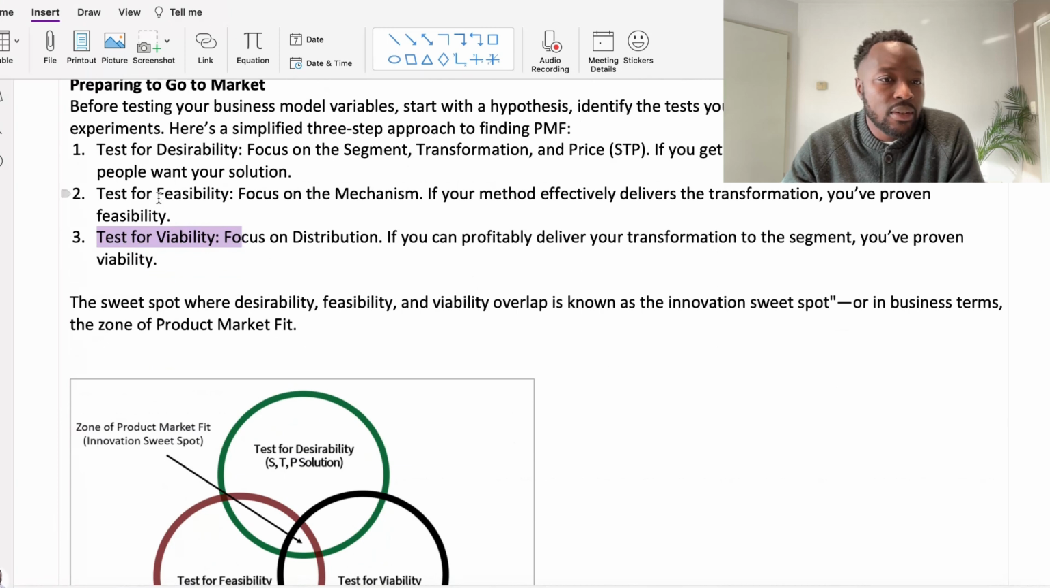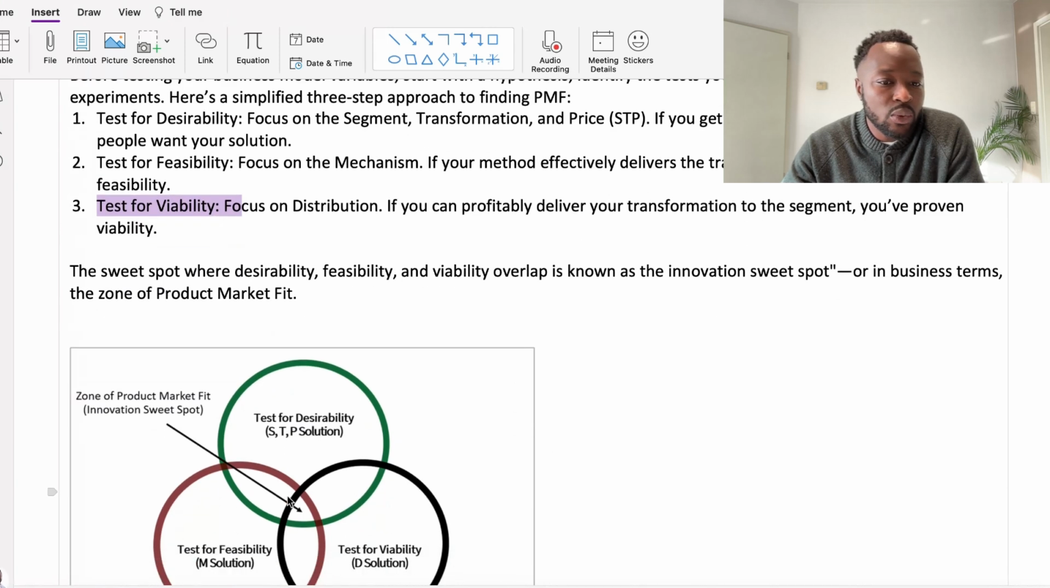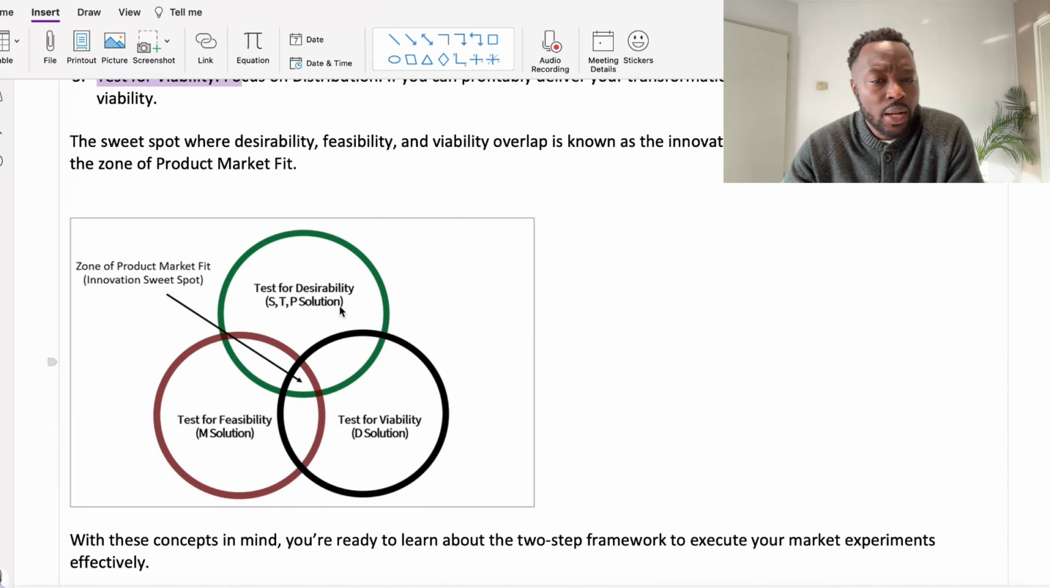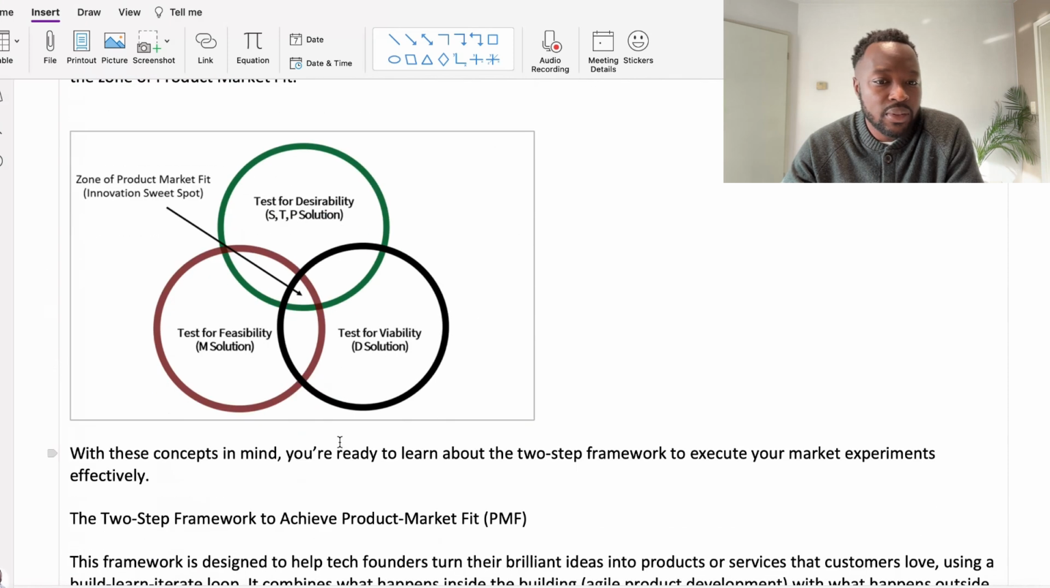When you answer these three key tests, then we say you have attained the product market fit zone, or the innovation sweet spot. So, like I said, the whole goal of finding product market fit is to be able to run these three tests and find the values for the five variables we have stated above.